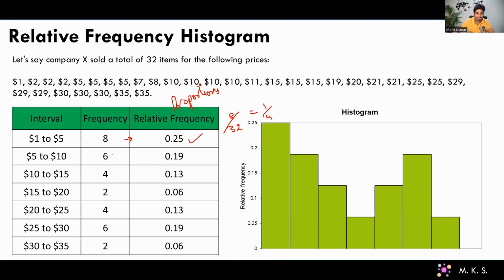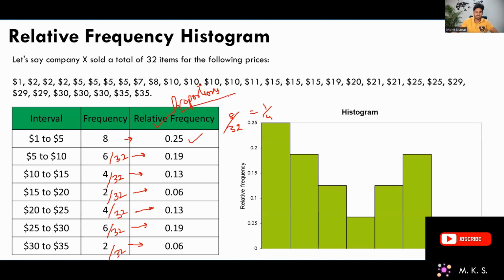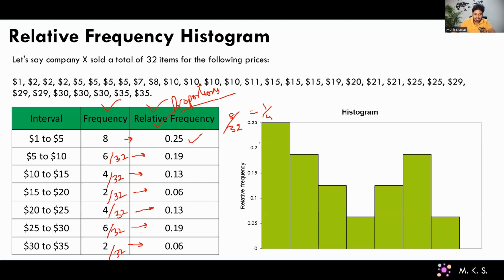Similarly, you will calculate for the others. So 6 by 32, similarly 4 by 32, and so on up to 32 by 32. These are the numbers corresponding to the frequencies, right? These are nothing but relative frequencies, or you can say proportions. Now, rather than using the frequency in your plot, you use the relative frequency. Earlier we had the height as the frequency. Here in the relative frequency histogram, we have the height as the relative frequency.